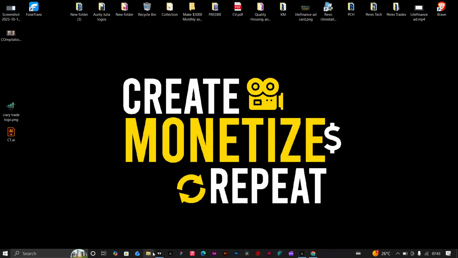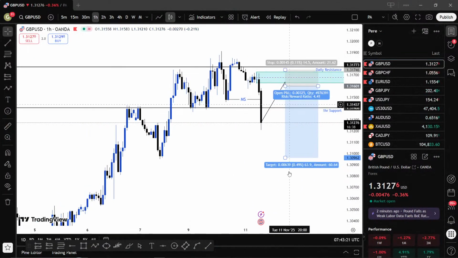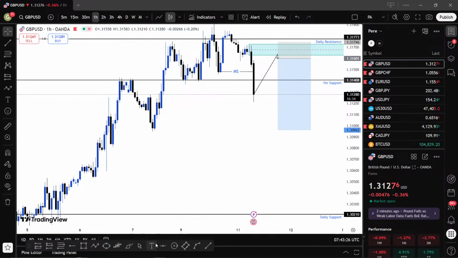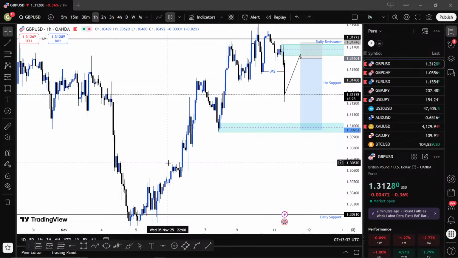Now let me go back to our analytics. So here it is for GU. We need GU to retrace, then we short it from there. So let me mark this other block right here. So here's another block right here.